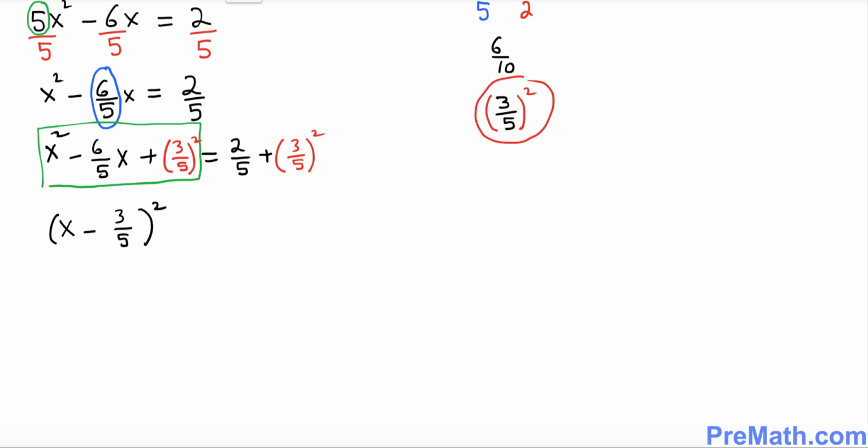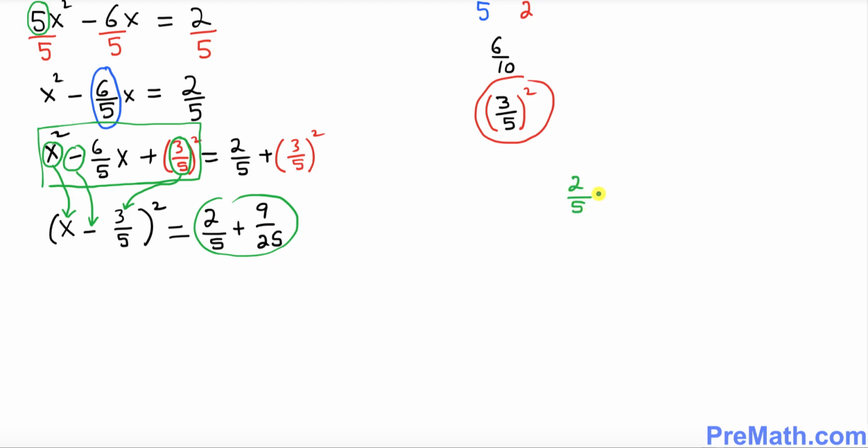Now you might be wondering, how did we get this? Just look at this x. The x just came over here, and this 3 over 5 came down over here, and whatever your negative sign is, this just came down right up here. Equals, we got 2 over 5 plus 9 over 25. Now let's go ahead and simplify these two fractions, and I'm going to do it over here. 2 over 5 plus 9 over 25.